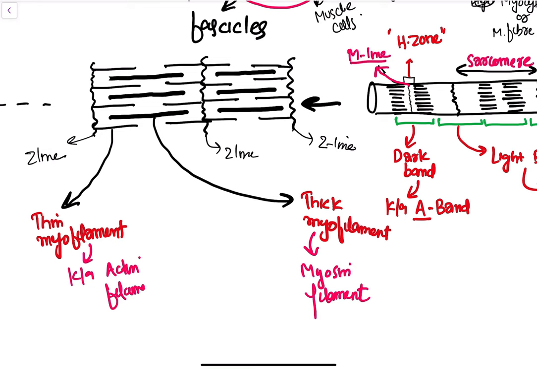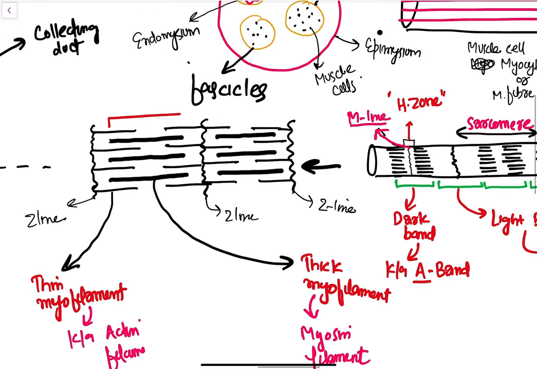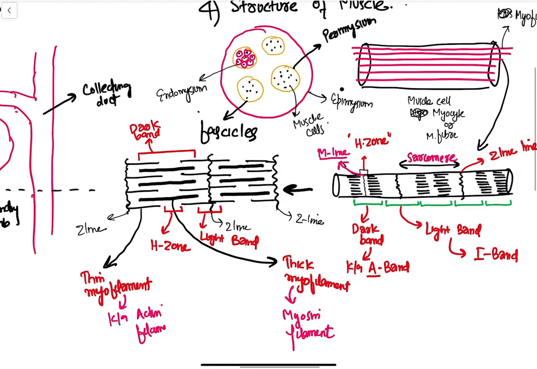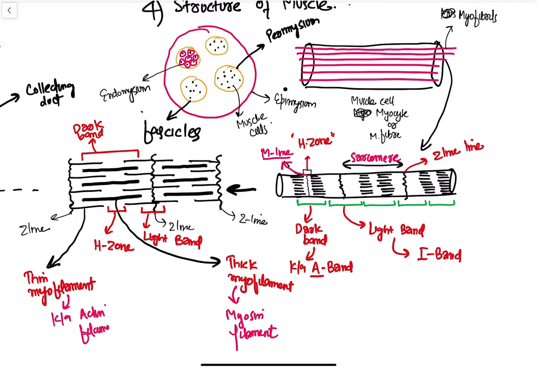Now you have to look closely and observe that our dark band is the area contained within our thick myofilaments. It can have some overlapping with thin myofilaments, or it can have some unoverlapped region. This unoverlapped region in the center, which contains only thick myofilaments, is what forms our H zone. And this portion, which contains only thin myofilaments, is our light band or I band. Now, for the structure of the myofilaments, you can read yourself. This was a brief overview about the structure.